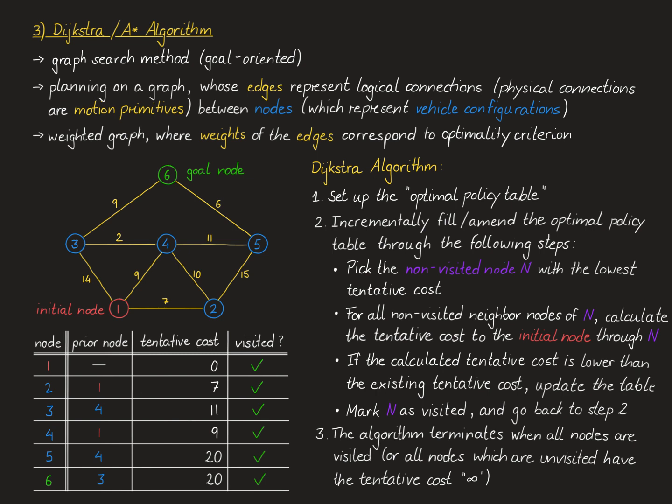Now our final question is, how is this optimal policy table related to the shortest path between the initial node and the goal node, which is what we're actually looking for? And the answer is that we can easily construct the shortest path from the optimal policy table in the following way. We start with the goal node and then we go back to the prior node, which is node 3. Then from node 3, we go back to the prior node, which is node 4. And then from node 4, we go back to the prior node 1. And this gives us the shortest path in the given graph from the initial node to the goal node.